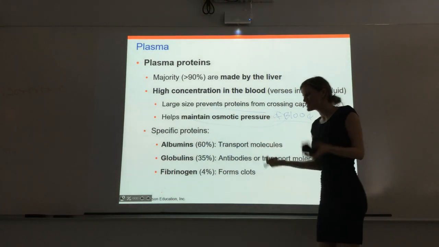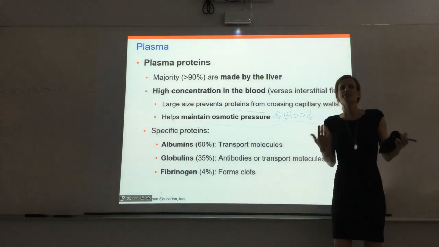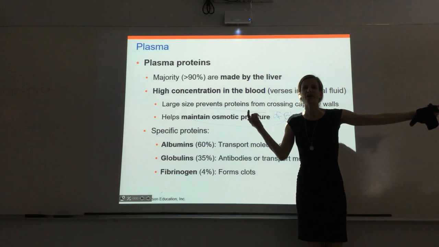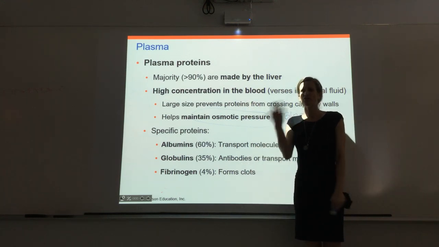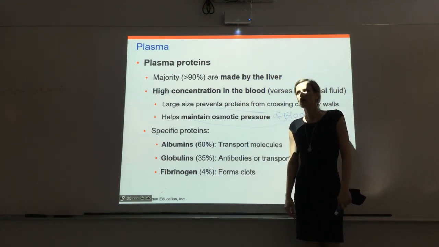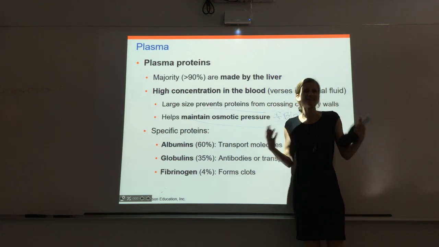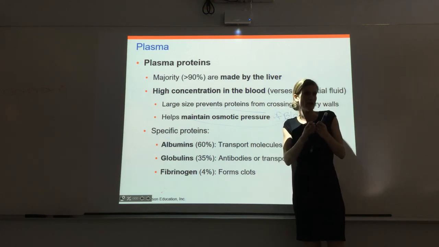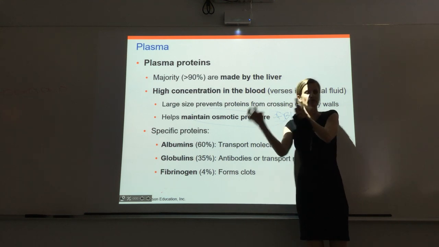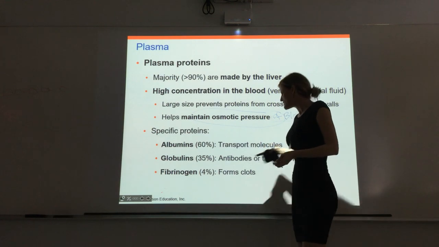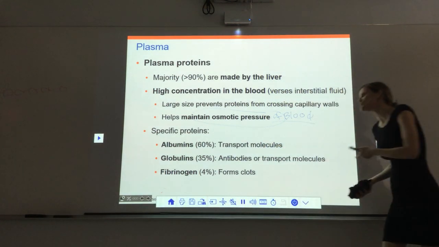Albumins are mostly transport molecules. What that means is they grab onto things and transport them through the blood, like thyroid hormone, some steroid hormones, iron, things like that that don't travel well in the blood by themselves. We have a protein that grabs a hold of them, gives them solubility, and carries them through the bloodstream. Globulins, some of them are transport molecules.